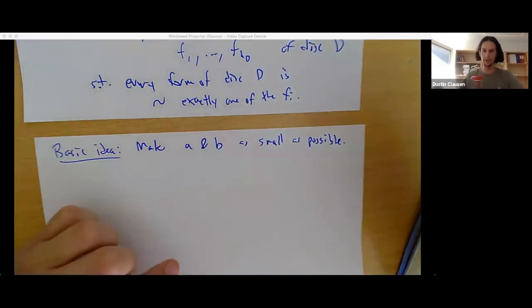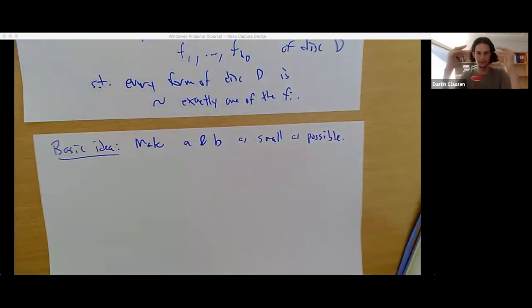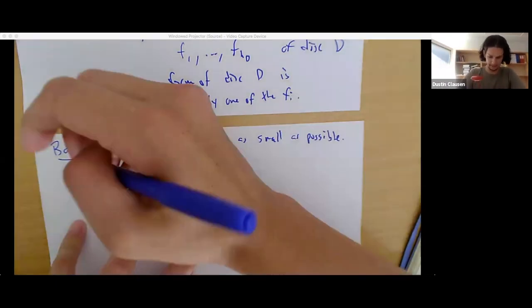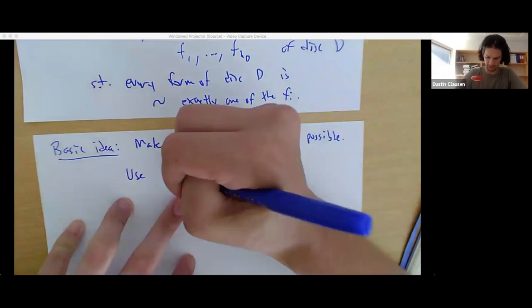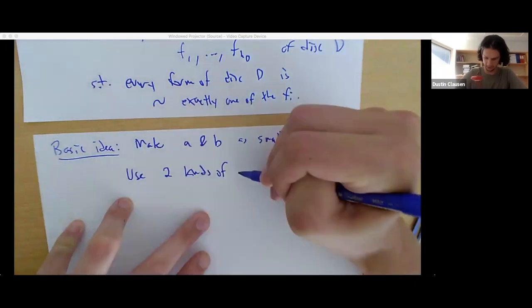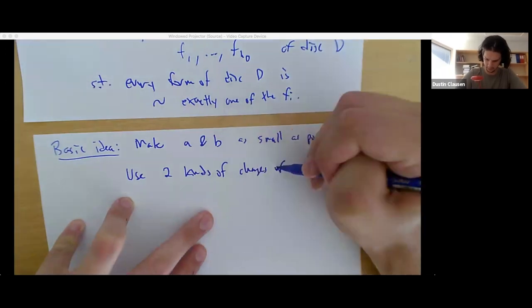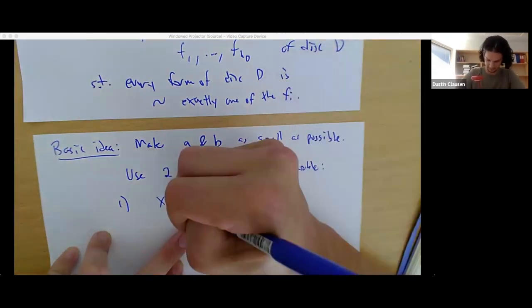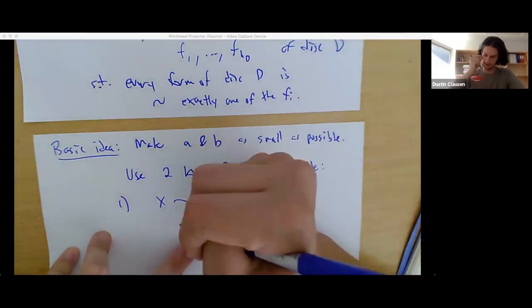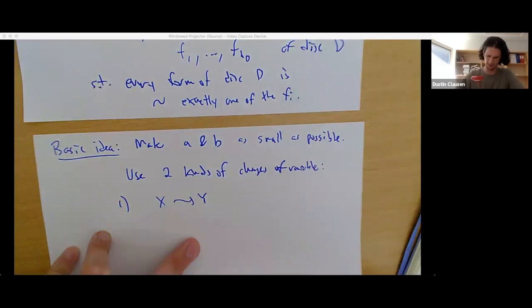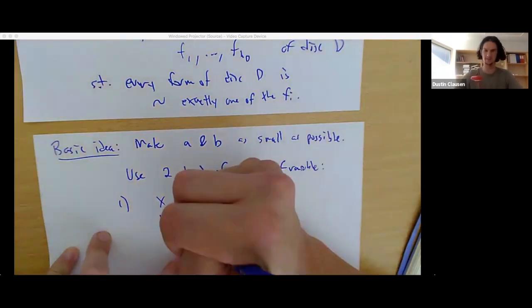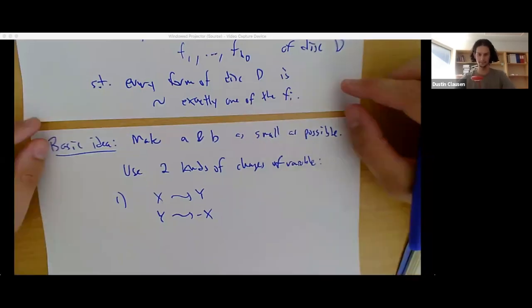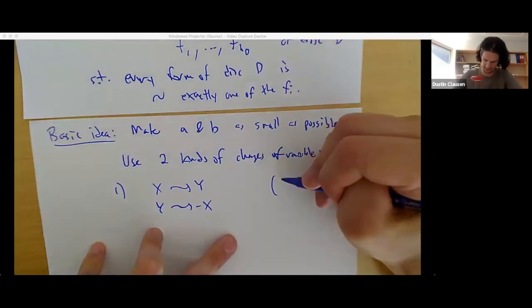And to do it, we don't have to a priori use arbitrary elements of SL2Z. In fact, you only use two specific kinds of elements of SL2Z. So you use two kinds of change of variables. The first kind is where you want to swap X and Y, but that has determinant minus one, so you have to swap them and change the sign of the other. So this corresponds to some matrix like 0, 1, minus 1, 0.